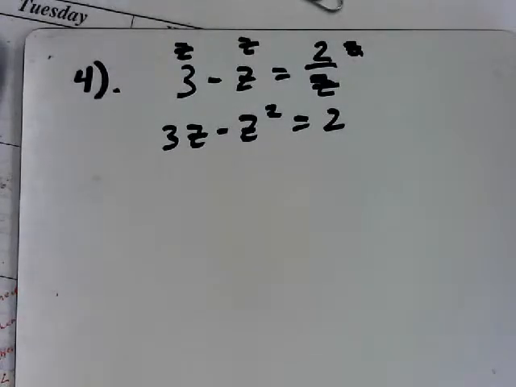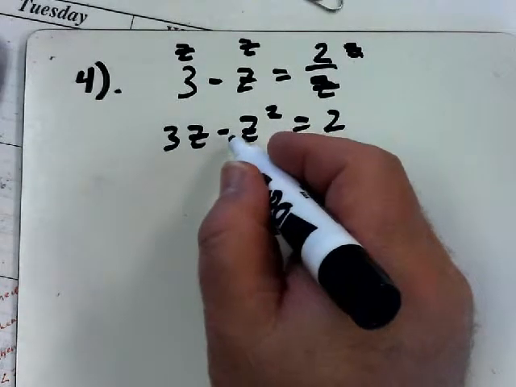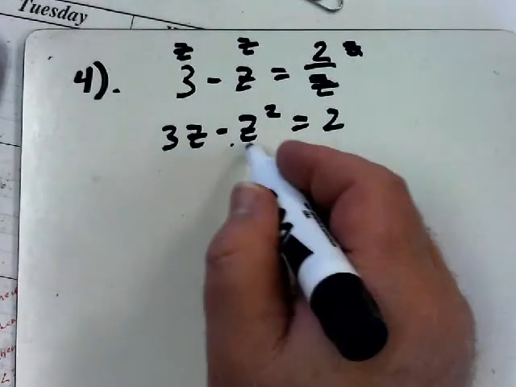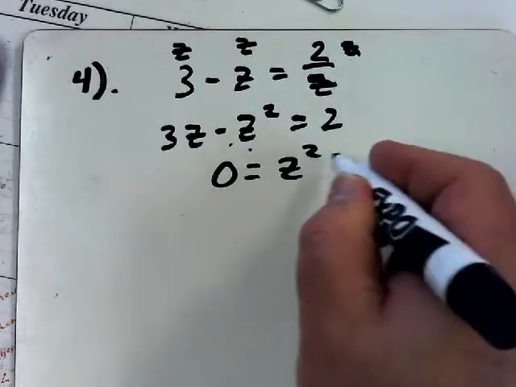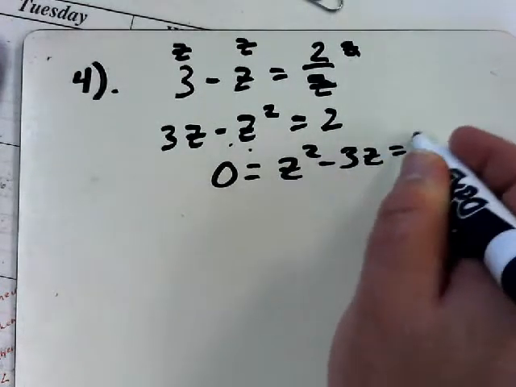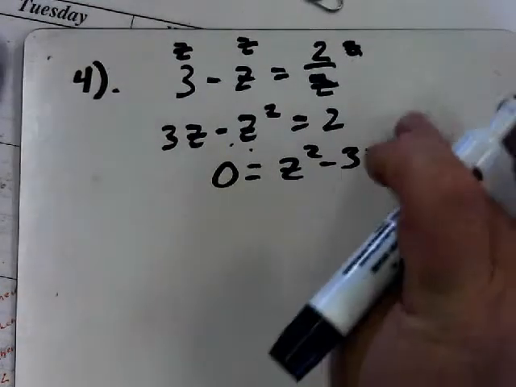Well, I have a quadratic in here, don't I? So that means that I probably need to get everything on one side so that it equals 0. So I hate working with negative z squared, so I'm going to move it all to the right-hand side, which means that I'd have z squared minus 3z equals 2. I'm sorry, plus 2.